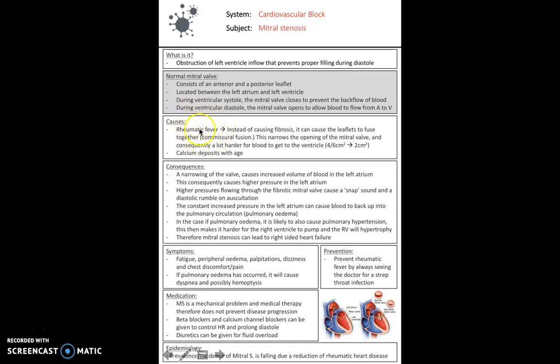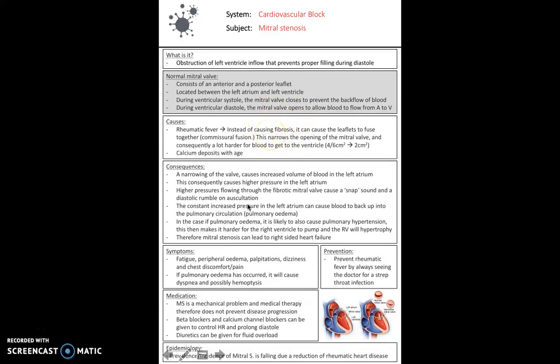Rheumatic fever is particularly the most important to be aware of, as it can cause valvular abnormalities in 2 ways. In the case of mitral stenosis, it doesn't cause fibrosis, but it can cause the leaflets to fuse together, and this is referred to as commissural fusion. This narrows the opening of the mitral valve from 4.6 cm squared normally when it's open to around 2 cm squared in mitral stenosis, and as a result it's a lot harder for that blood to get through to the ventricles. In another case, rheumatic fever can cause valvular abnormalities via fibrosis, and we'll explore that a little bit more later on.